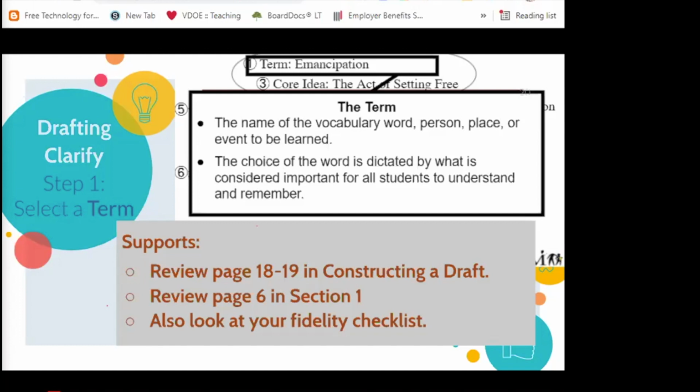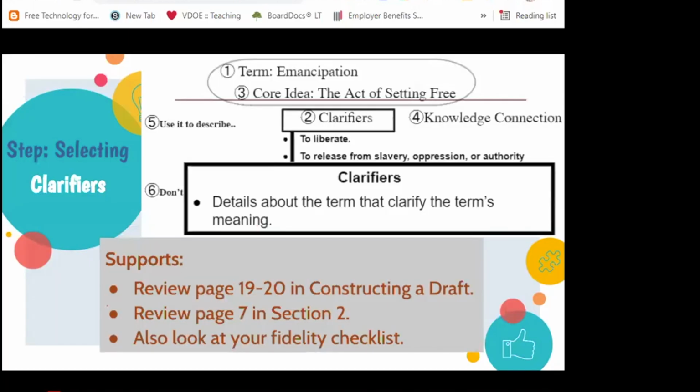Okay, now we've got our key term. The next step is going to be looking at the clarifiers. There's a little bit more information I want to give you, so I'm going to go to the next slide after I read this, and then I'll come back to this one. These are details about the term that clarify the term's meaning.